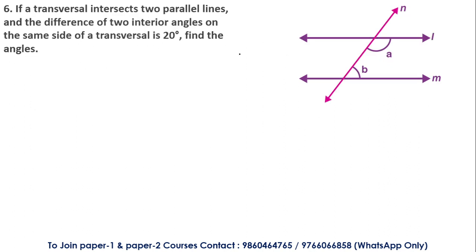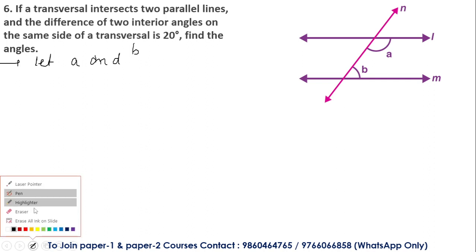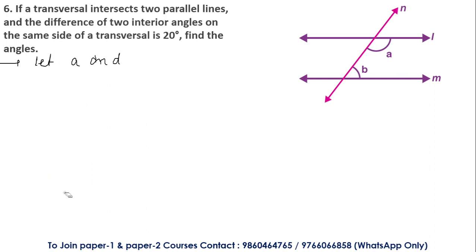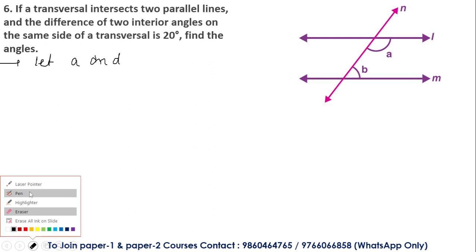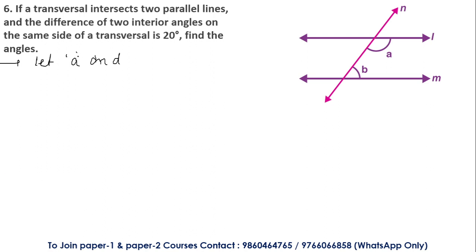If a transversal intersects two parallel lines and the difference of the two interior angles on the same side of the transversal is 20 degrees, find the angles. Okay, so let us consider, as per the diagram, let A and B be the two interior angles. Okay, let these be the two interior angles which have been already mentioned in the figure.